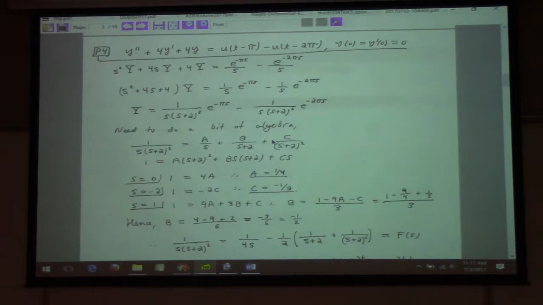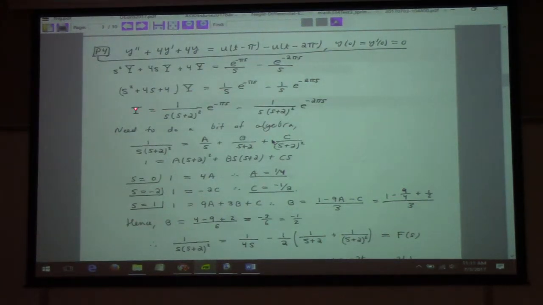All right, next. y'' + 4y' + 4y = this difference of unit step functions. And I gave us initial conditions which were 0. So we take the Laplace transform of the differential equation. You get s² Y + 4sY + 4Y. This is e^(-πs)/s, this is e^(-2πs)/s, by our theorems. There would be extra terms on the left-hand side if the initial conditions were non-zero, but thankfully, I didn't do that to you.